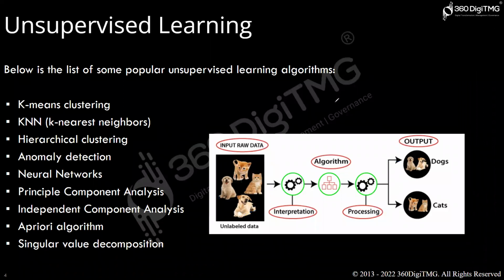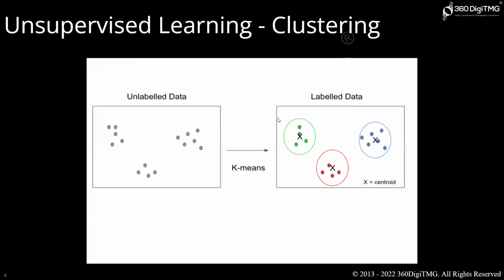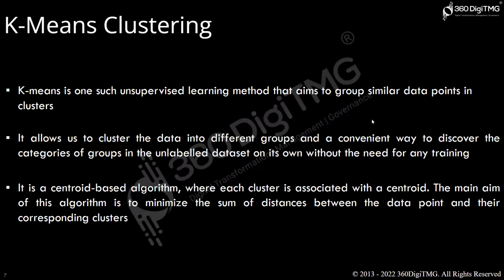Moving on, we are going to see how unsupervised learning works. What is unlabeled data and labeled data? Here you can see unlabeled data. After applying k-means clustering, we go with labeled data. You can see the centroid here is X. After that, we are going to see what is meant by k-means clustering.